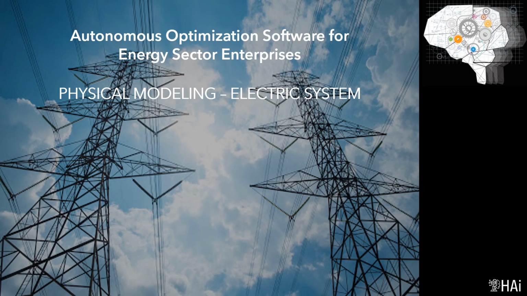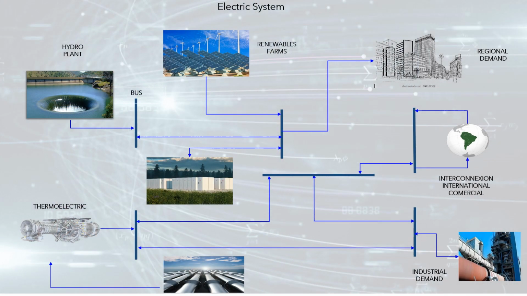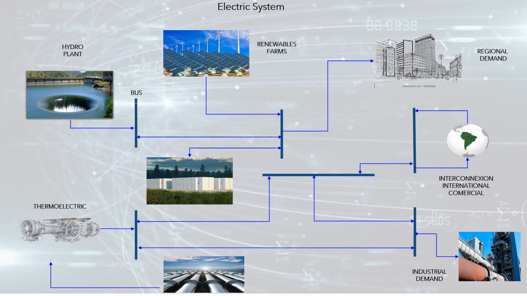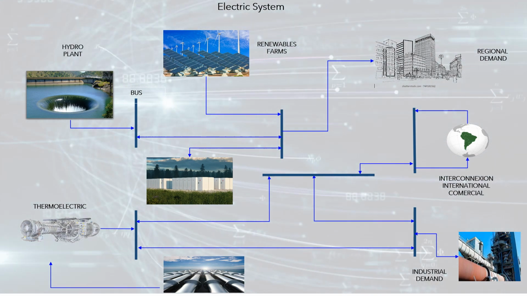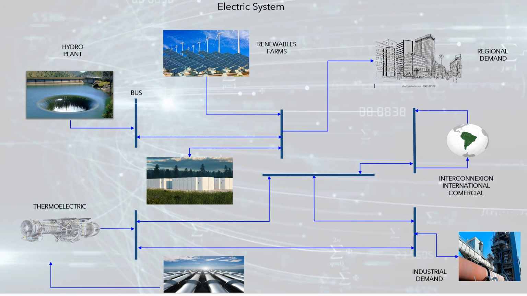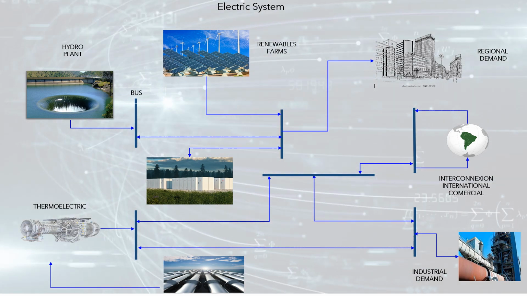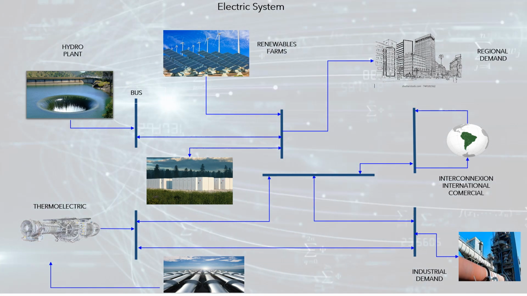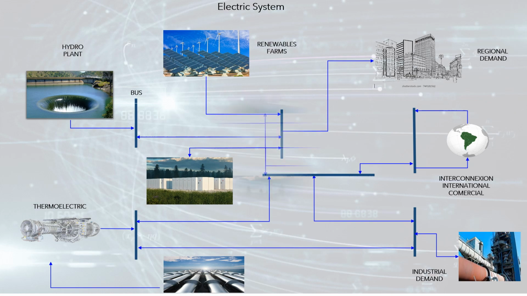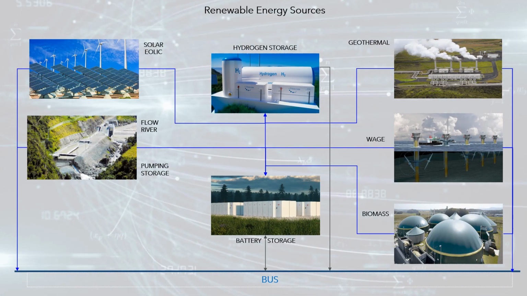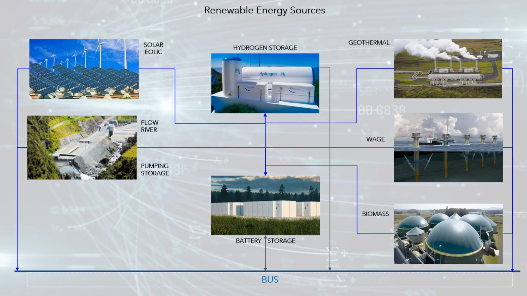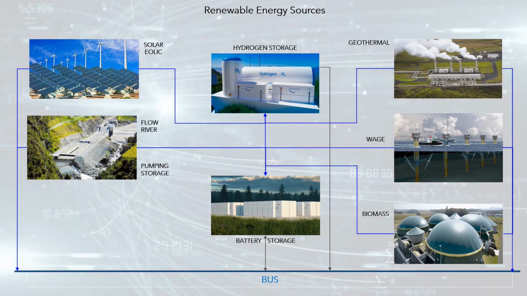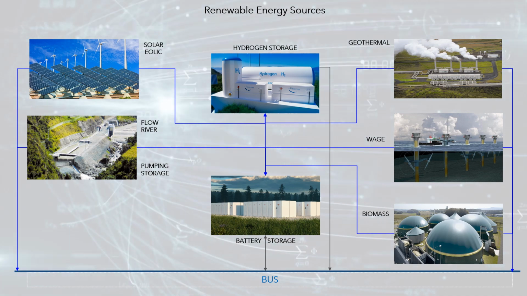Electric system physical modeling. Electrical connectivity is carried out through a network of circuits and bars that integrates different types of installations: power plants, like hydroelectric, thermoelectric, coal, wind, solar, biomass; places of demand, like industrial, cities, regional interconnections; and energy storages. HIGH Power includes the simulation of several types of renewable energy sources and energy storages. For each type of electrical asset, HIGH Power includes the exact equations for simulation.